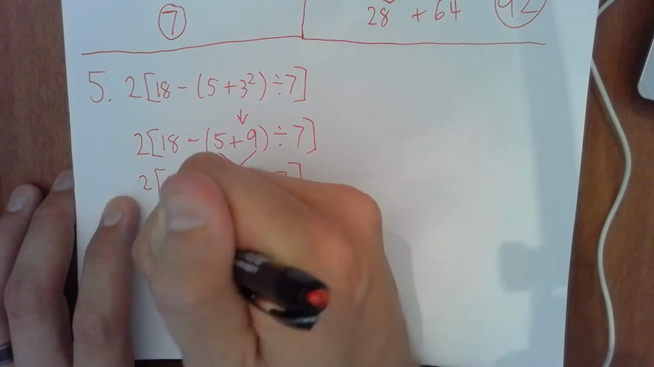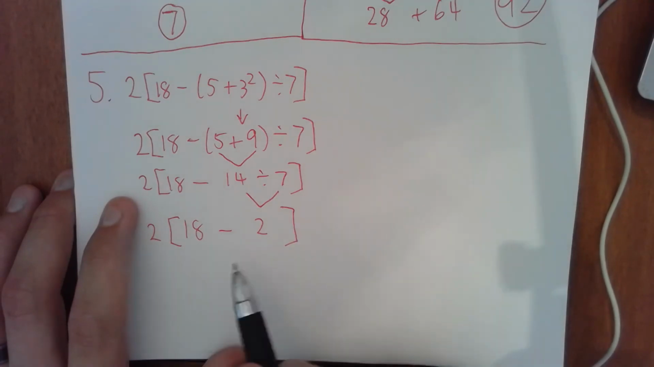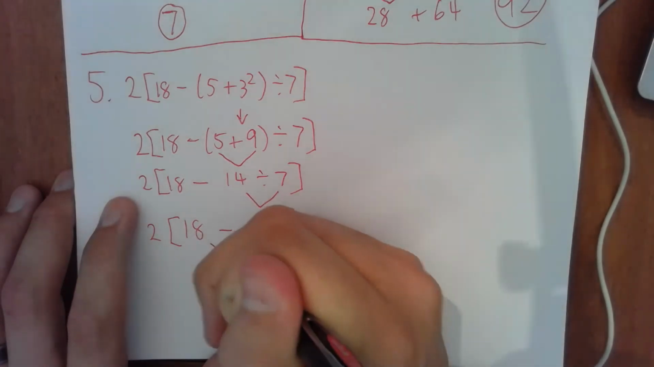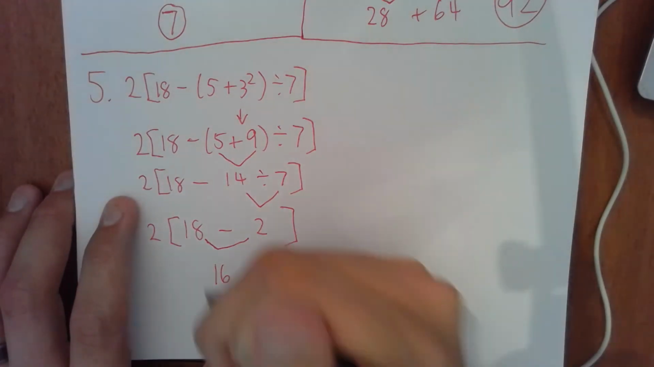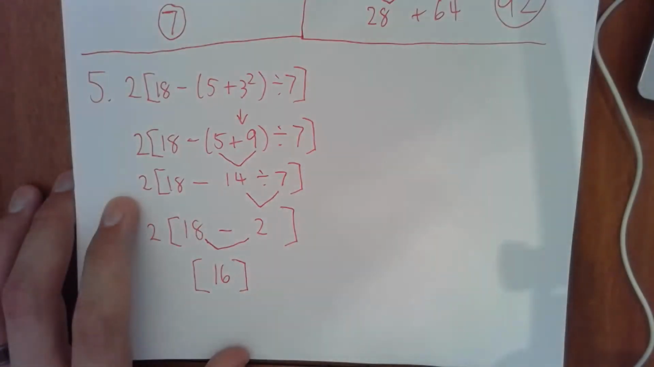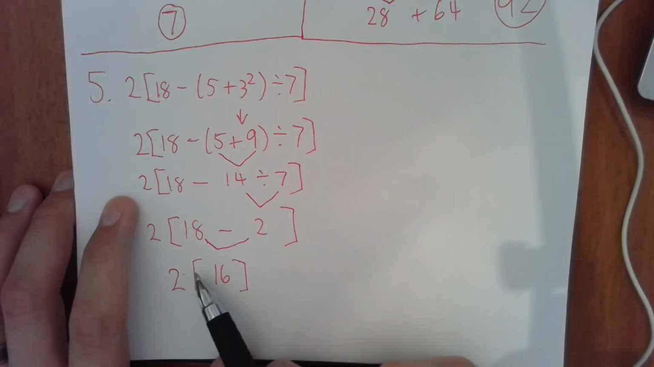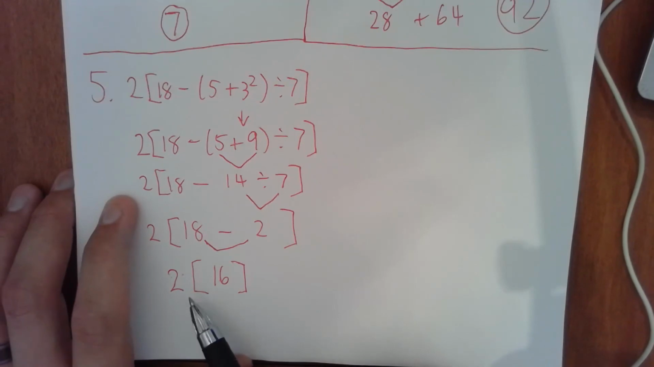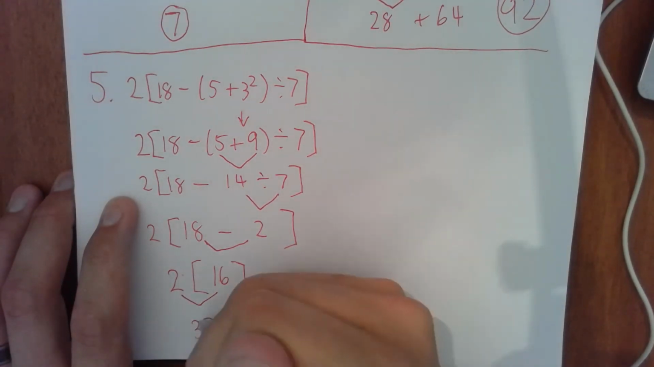Get 18 minus 2. Still have these brackets, so got to do what's inside. 18 minus 2, which is 16. Now here's where you get a little bit of choice. Even though it's one number, I can still keep the brackets here, just so I know I still need to multiply by that 2. You could drop them and just put a multiplication symbol. You could put parentheses, as long as you know that that 2 needs to be multiplied by that 16. So I multiply 2 times 16, and I get 32 as my final answer.